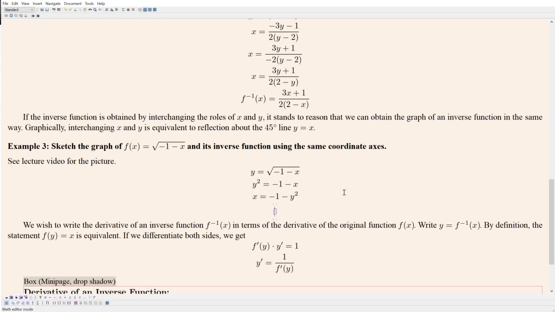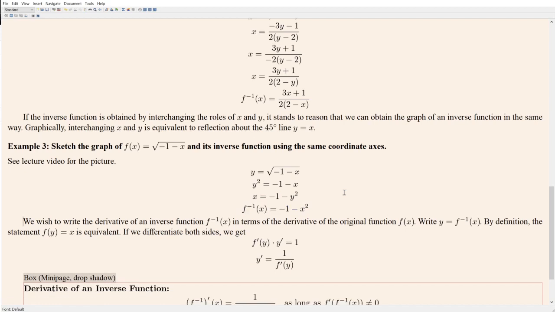Yeah, and then that does it. So there's nothing else to be done but to interchange x and y. Now, I should point something out here. This isn't entirely correct, because this function by itself, -1 minus x squared, that's a parabola.